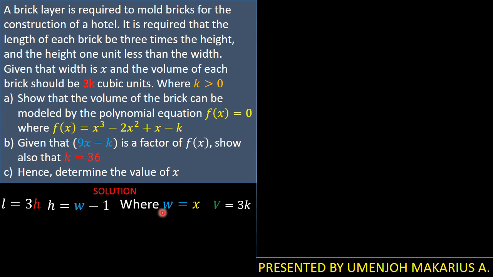Since we were told that our W is equal to x, we are going to come to where we have our H to be W minus 1, and simply replace our W with x. So we are therefore going to have our H in this case to be x minus 1, since they said the width is x. And consequently, the length as well is given as 3h, right? But what is our h? Our h is x minus 1. So we're now going to have our length, L, to be the same as 3 times h, which is x minus 1. Great. So we have it here.